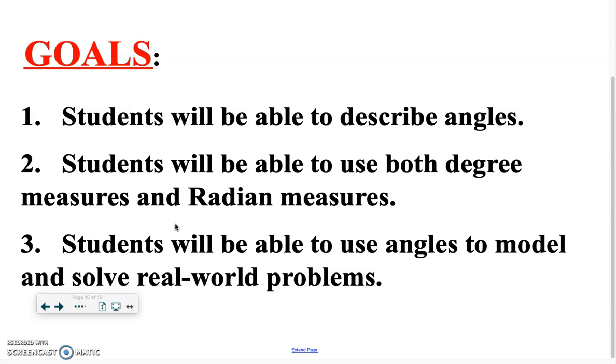And then finally, third goal, what we were focusing on most recently: students be able to use angles to model and solve real-world problems, especially with that circular velocity. Again, work in progress, but I think we're getting it.